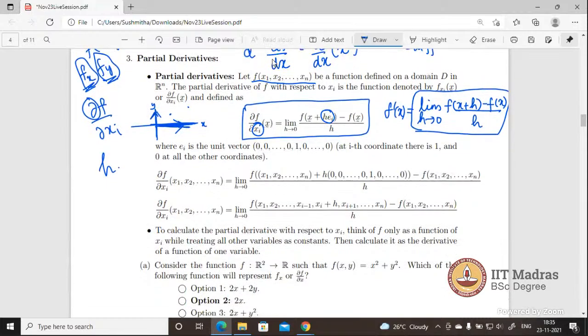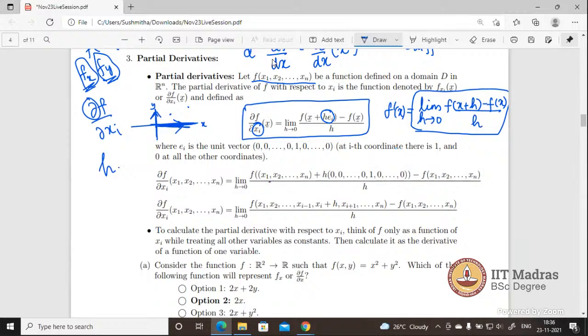I'll not say projecting, because h is a number, no? You're doing scalar multiplication here, that's it. But you can look at it this way: h is going to be the vector 0, 0, 0, h, 0, 0, 0. So you're converting this number into this vector by doing h e_i. That's it. And you're disturbing the given vector x only at this point. So only along one of the axes you're disturbing the vector. That's partial derivative.